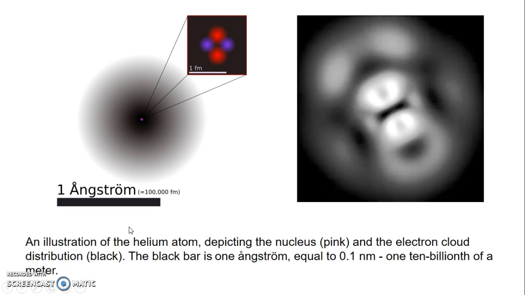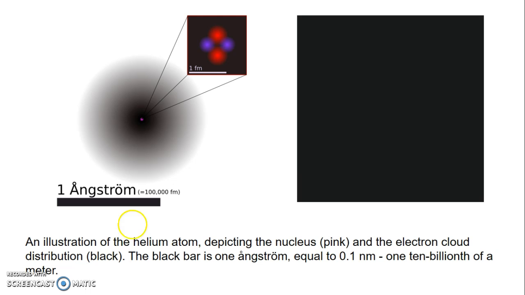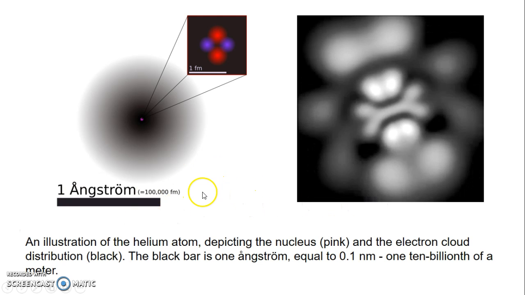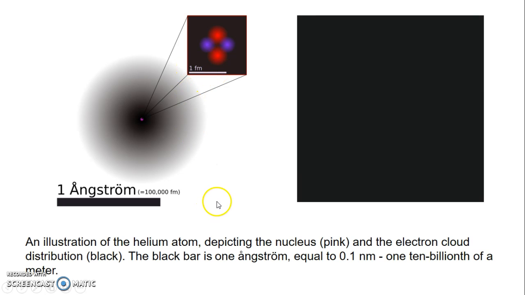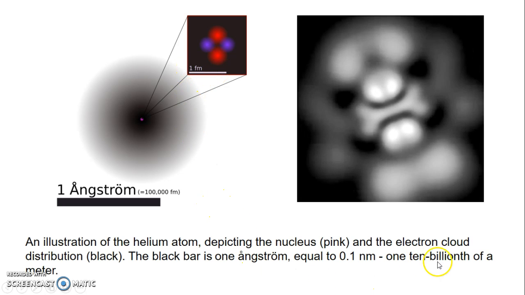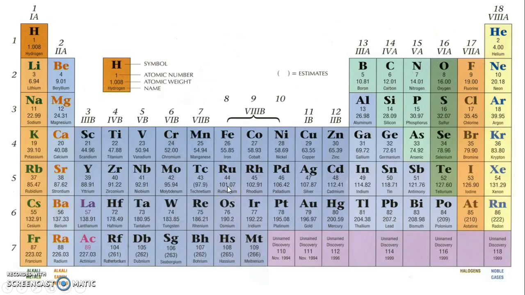The actual size of these atoms is infinitely small. This is an illustration of a helium atom, which is 1 femtometer or so, so 1/10 billionth of a meter. This is the periodic table.